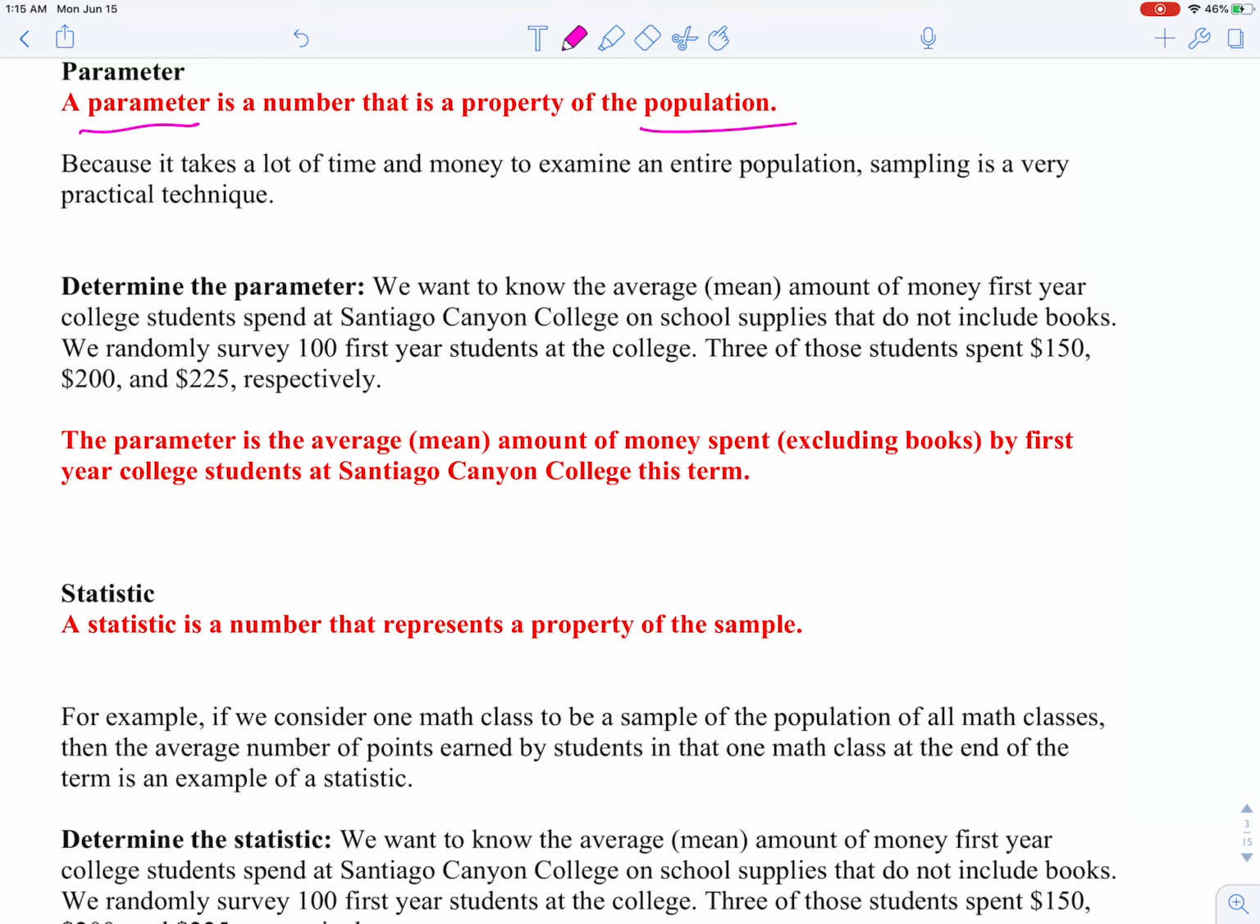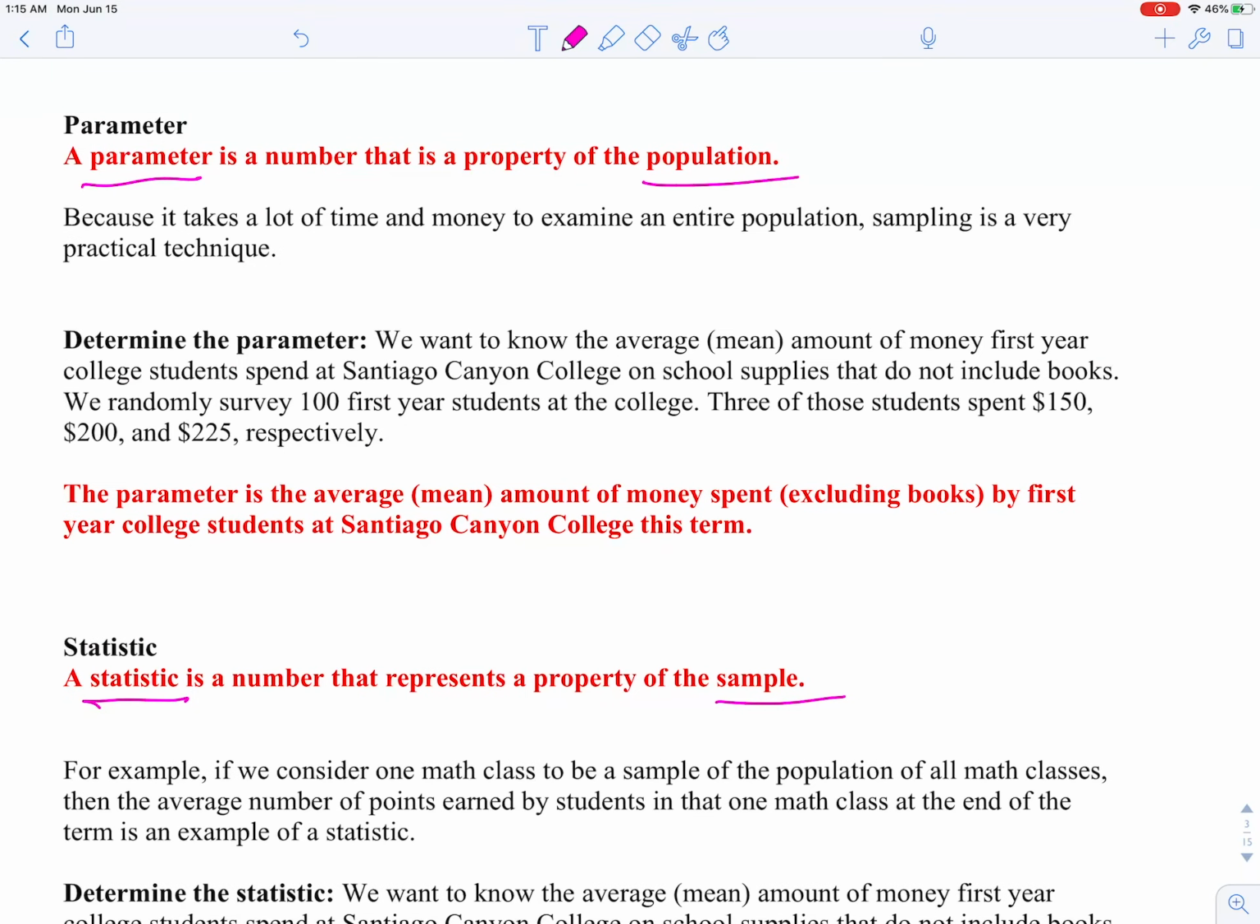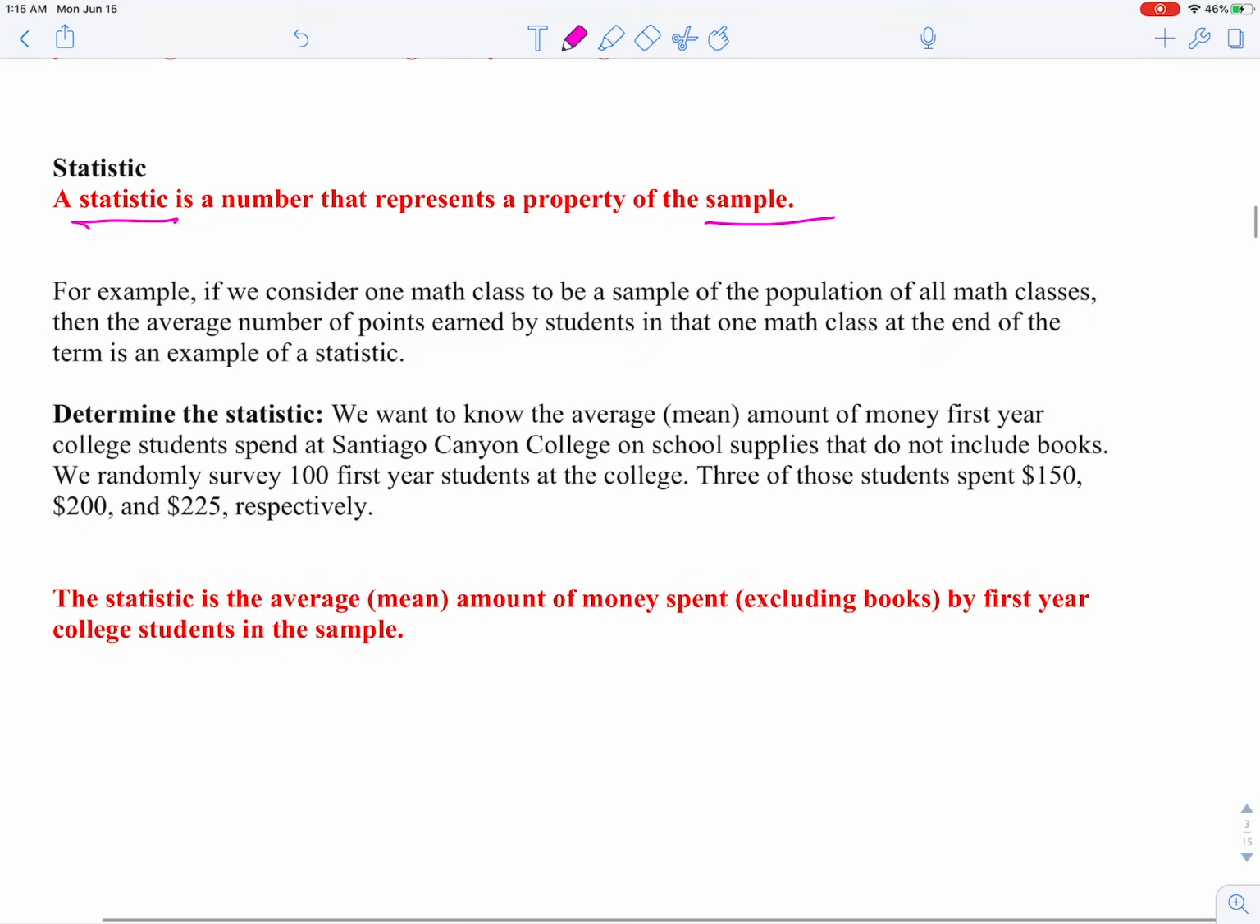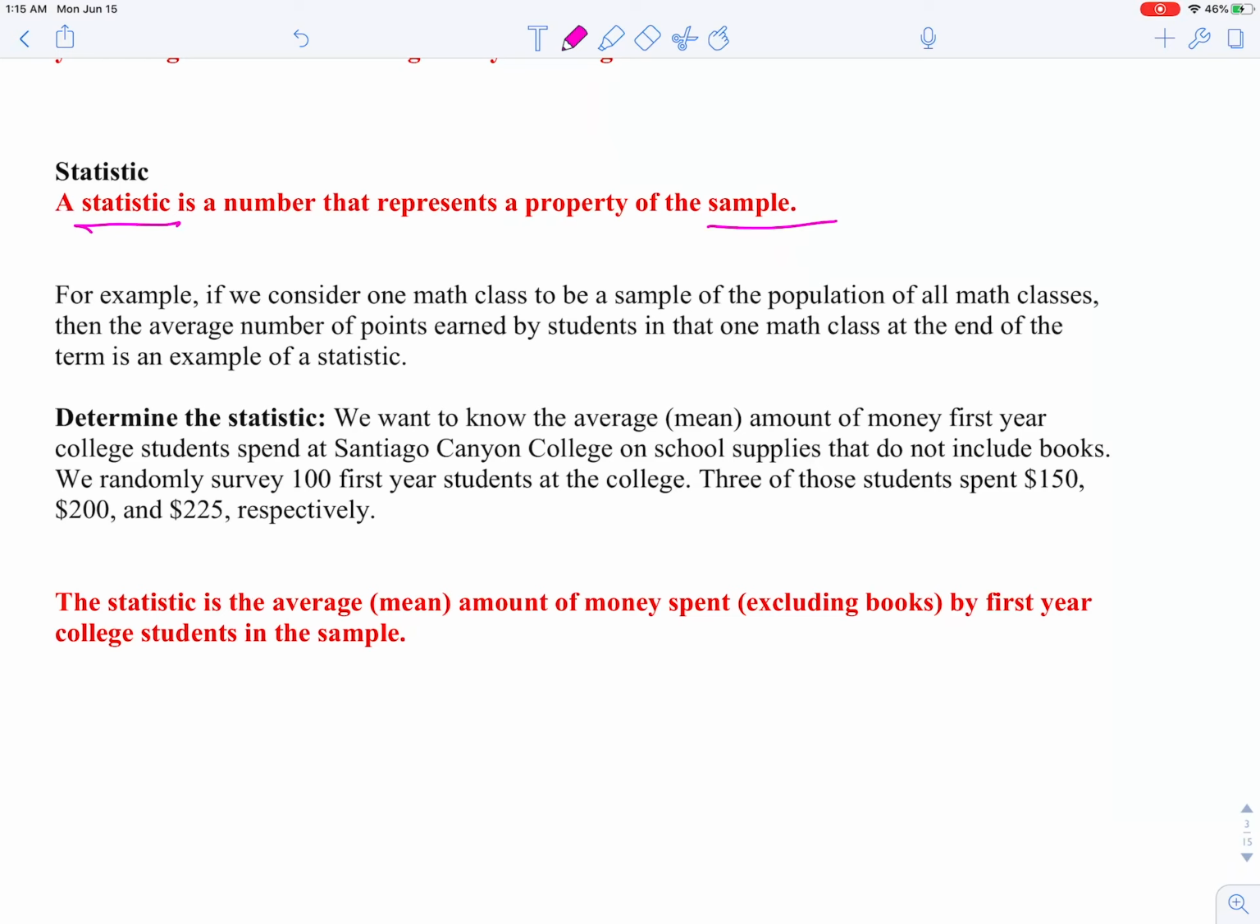All right, the next term you want to make sure you understand is statistic. So a statistic is a number that represents a property of the sample. So it's kind of easy to remember. Statistic, sample, SS. Parameter, population, P and P. Okay? All right. So for example, if we consider one math class to be a sample of the population of all math classes, then the average number of points earned by students in that one math class at the end of this term is an example of a statistic.